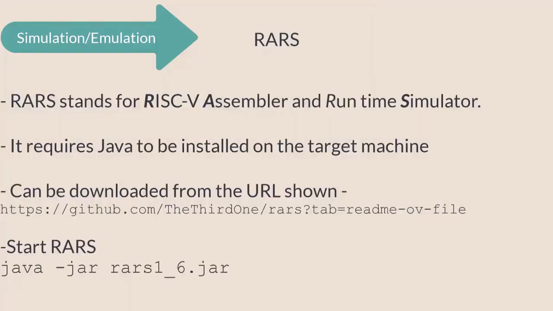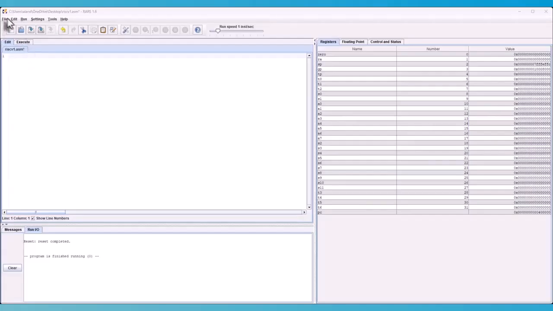RARS stands for RISC-V Assembler and Runtime Simulator. It requires Java to be installed on the target machine and can be downloaded from the URL shown. Start RARS by issuing the command java -jar rars1_6.jar. First thing we're going to do is edit an assembly language program. Edit the code shown, and select Assemble. And it should complete successfully.